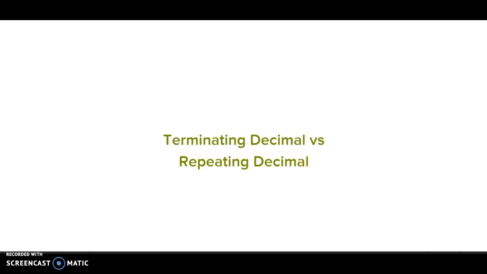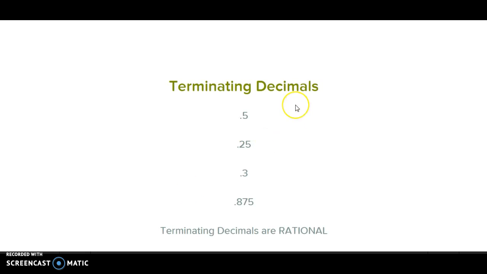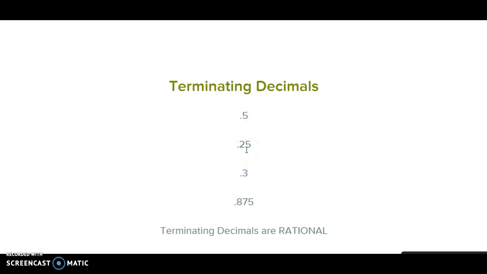Now I'm going to take a minute and talk about terminating decimals and repeating decimals, and I said these are rational numbers. Terminating decimal means that the decimal stops. Notice 0.5 or 0.25. If you put them in your calculator, they stop, like 1/2, 1/4. Those are all rational numbers. Terminating means stopping something. So think about it: decimal point stops. 8.75 stops. So those are rational numbers.